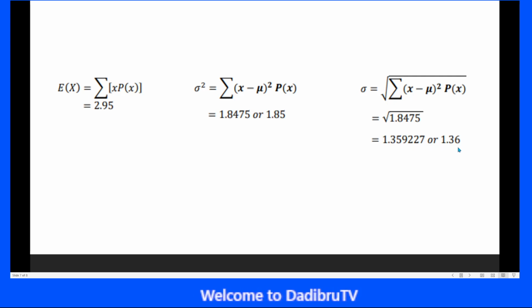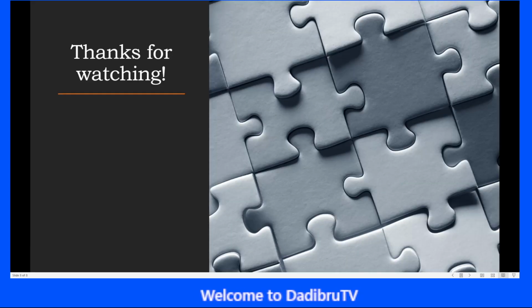So I'll repeat, the square root of 1.85 or 1.8475 is equal to 1.359227 or 1.36. So in general, the mean of the problem is 2.95, the variance is 1.85, and the standard deviation is 1.36.